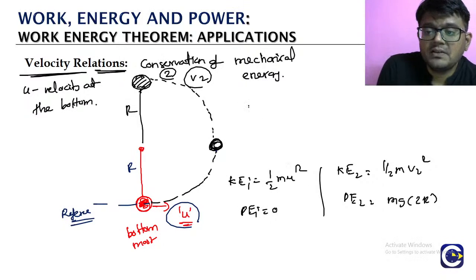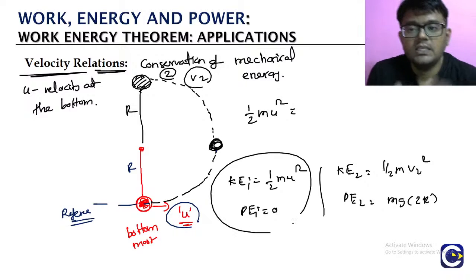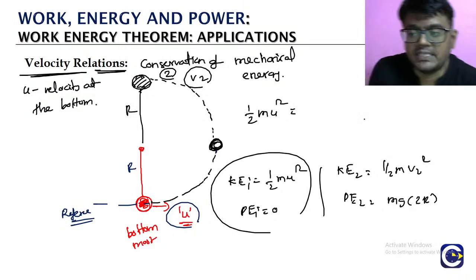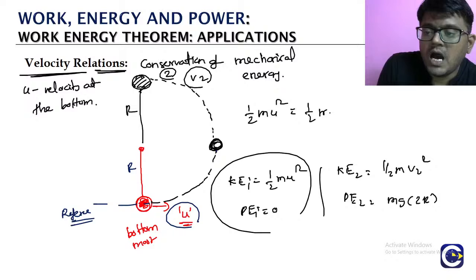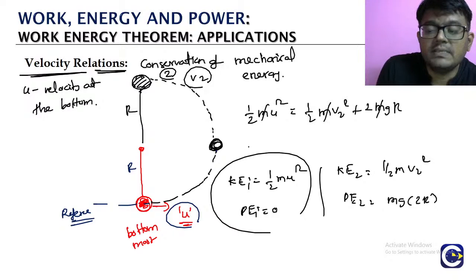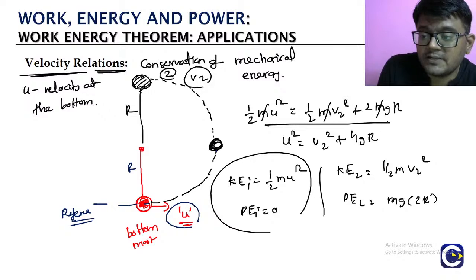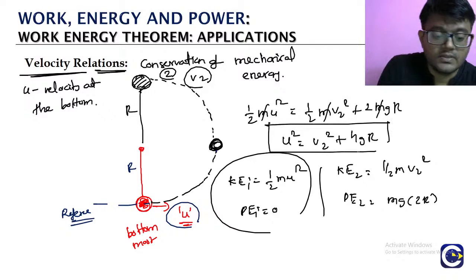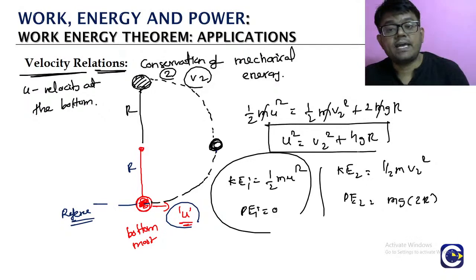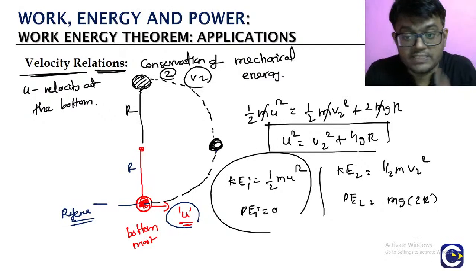So again, the same thing: half m u square, that is the total initial kinetic energy plus potential energy, is equal to half m v2 square plus 2mgr. In this, m is cancelled, then we multiply by 2 on both sides. We get u square is equal to v2 square plus 4gr. You can see the relation.